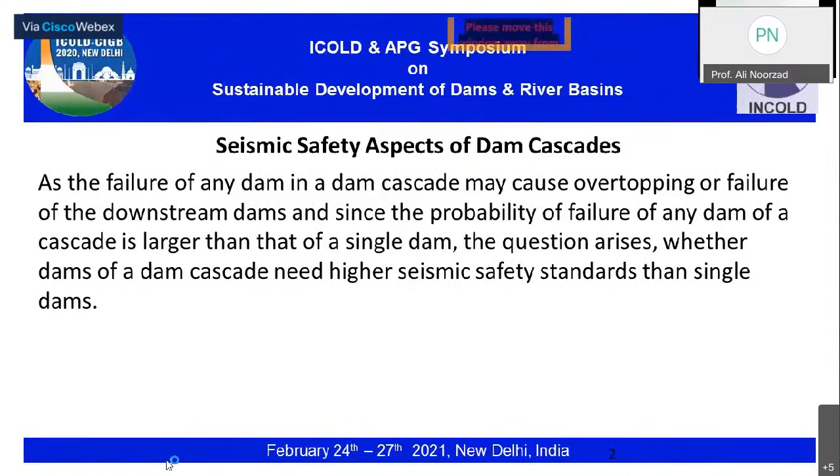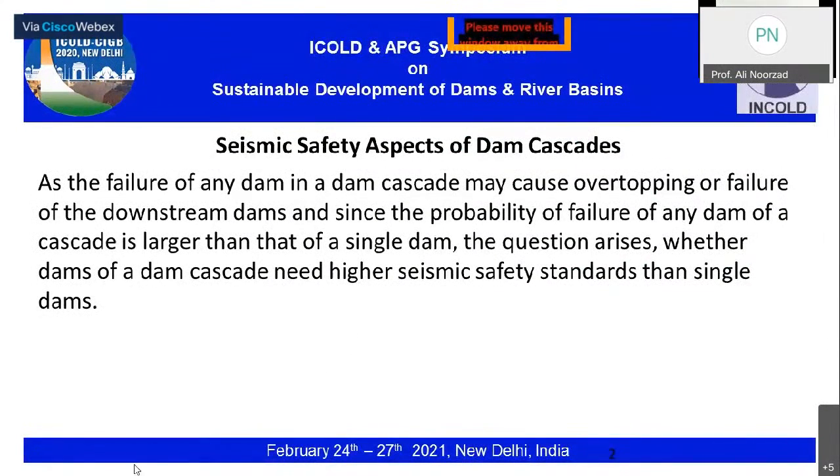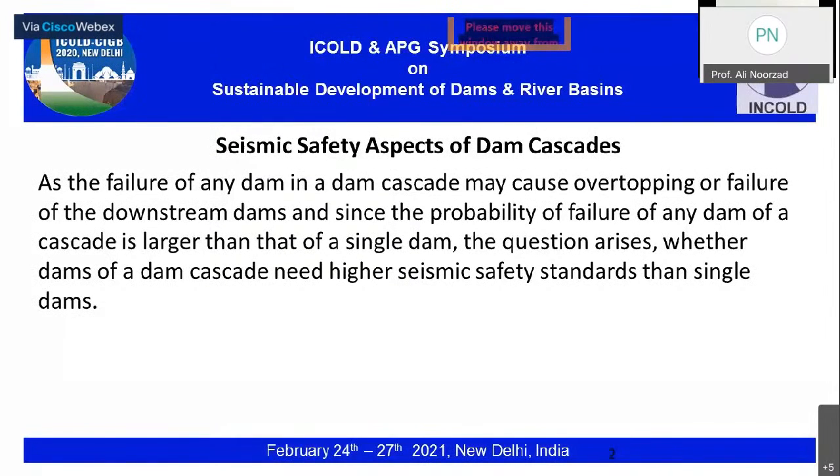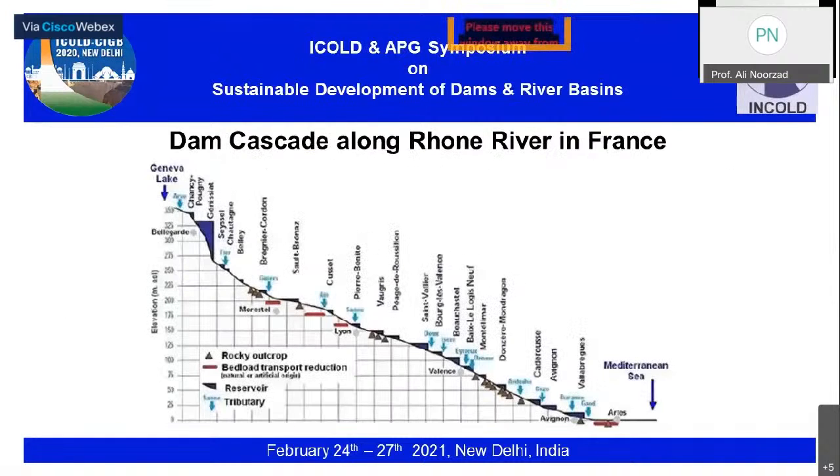What are the special seismic safety aspects of dam cascades? Basically, as a failure of any dam in a dam cascade may cause overtopping or failure of downstream dams, and since the probability of failure of any dam of a cascade is larger than that of a single dam, the question comes up whether dams of a dam cascade need higher seismic safety standards than single dams. And I would like to try to answer this question.